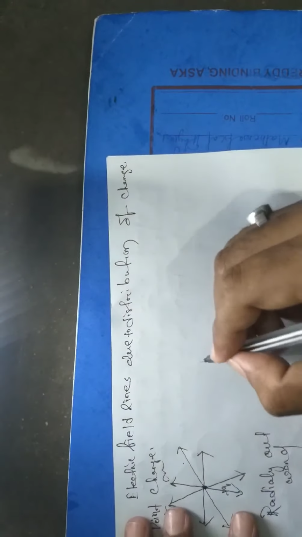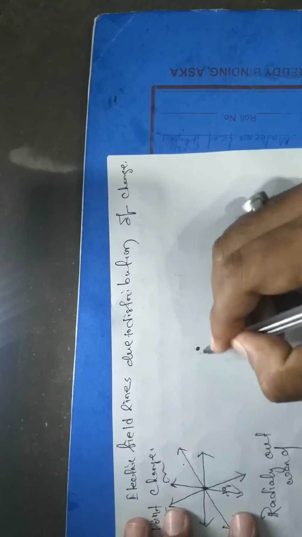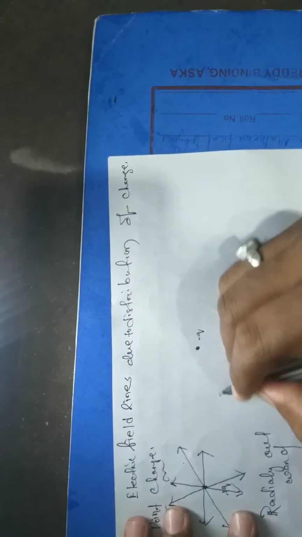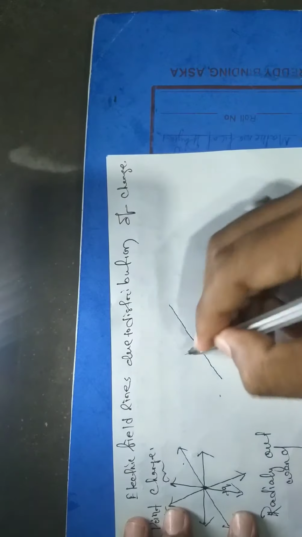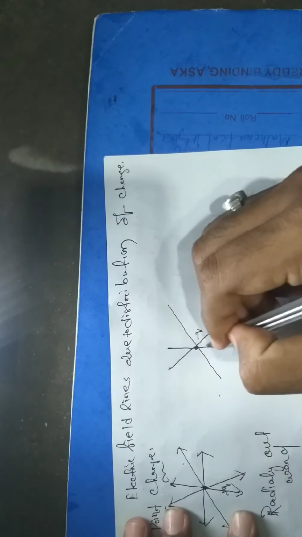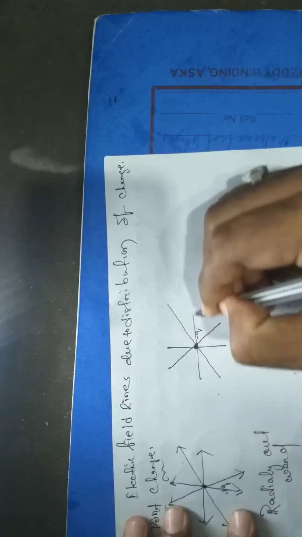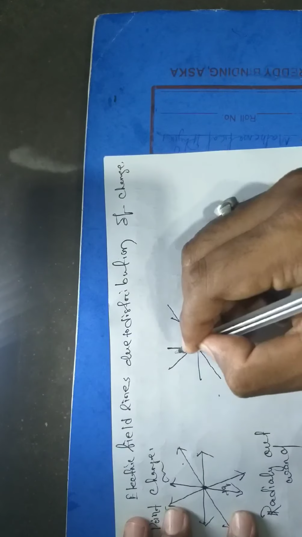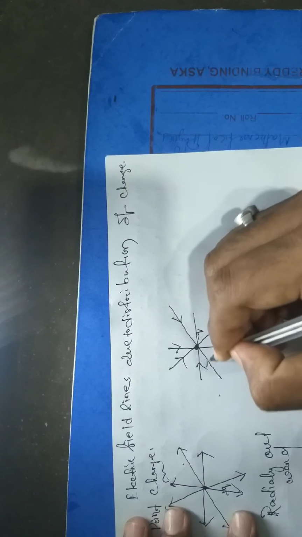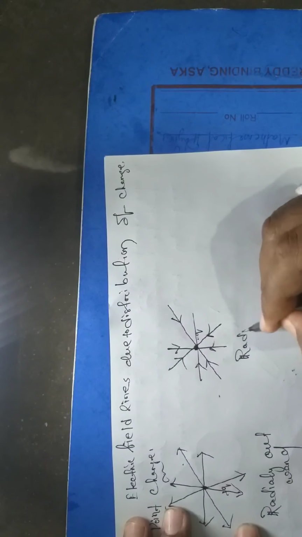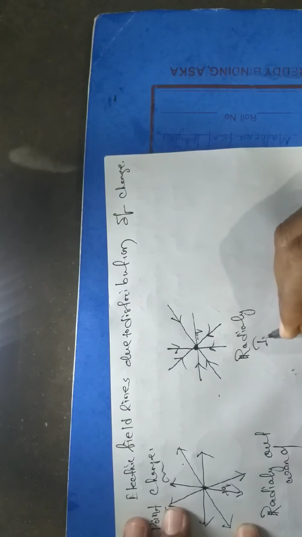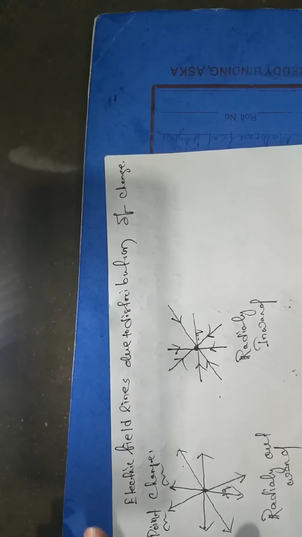Then for a negative charge, they are inward. So they are radially inward due to a negative point charge.